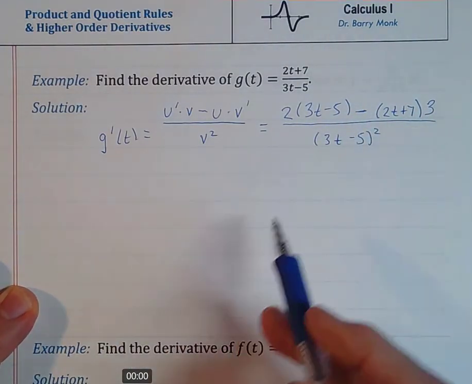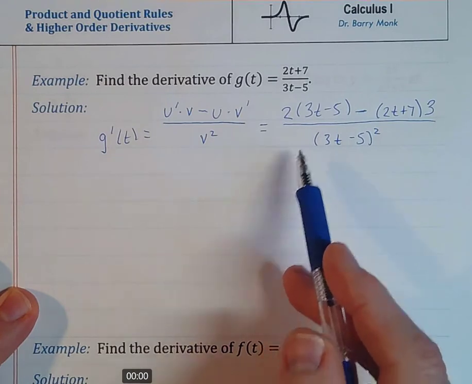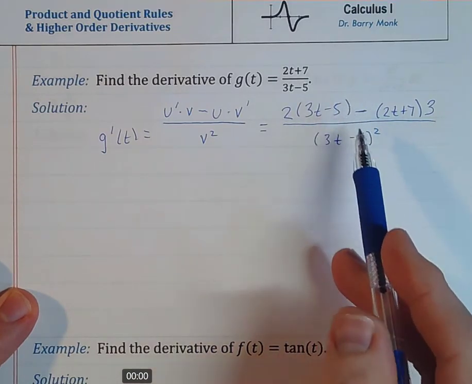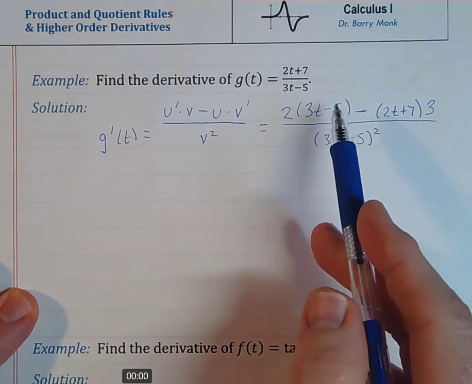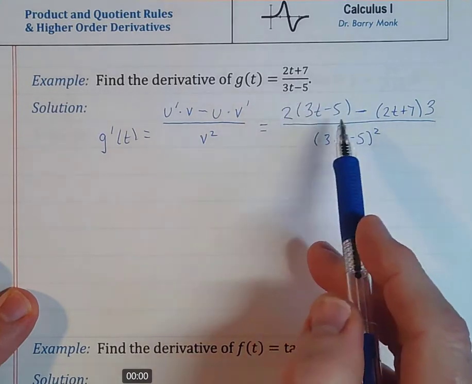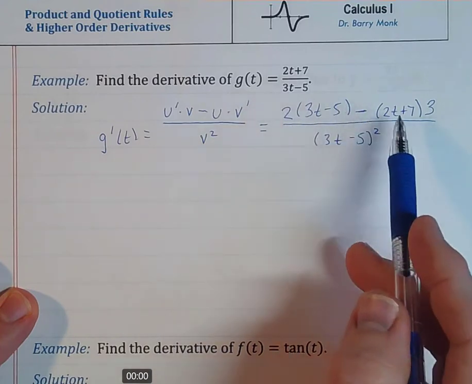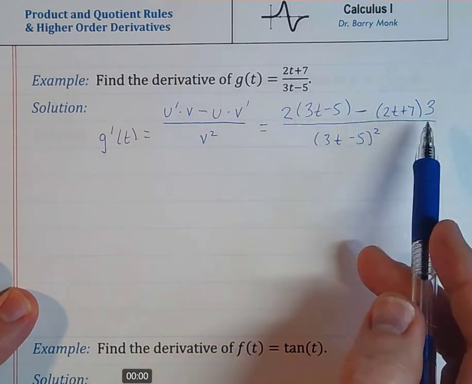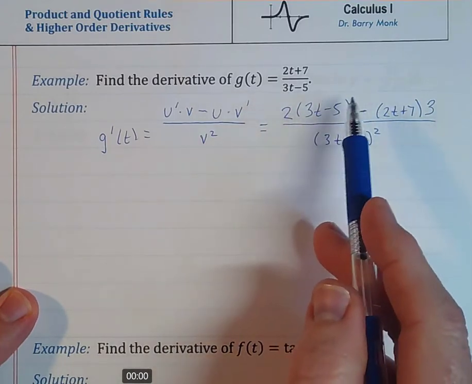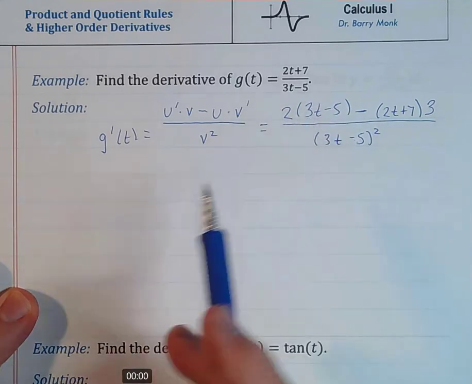Now, don't fall into the trap of thinking you can cancel things out right now. You've got a 3t minus 5 up here and a 3t minus 5 down here, but that 3t minus 5 is stuck in this term over here. You can't cancel that with the denominator because you would need it to be a factor of the whole thing up here. And so you can't just cancel out parts of the numerator with something in the denominator.